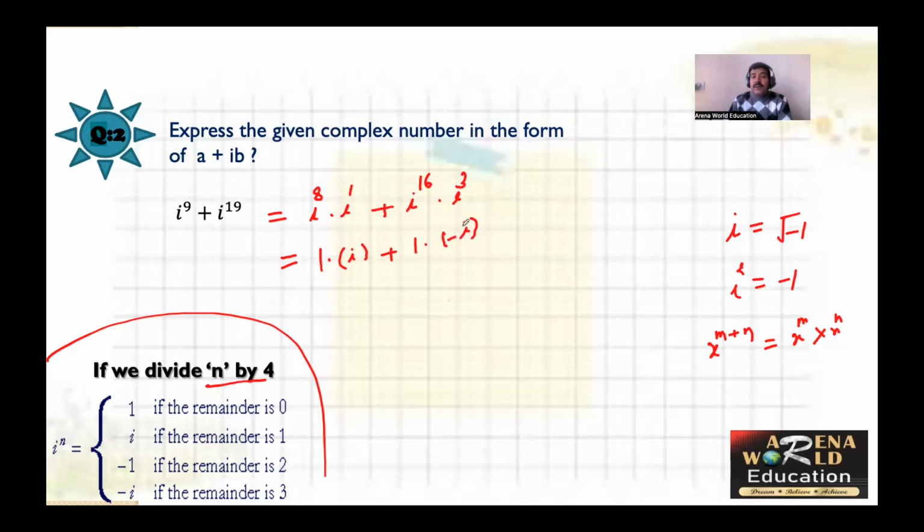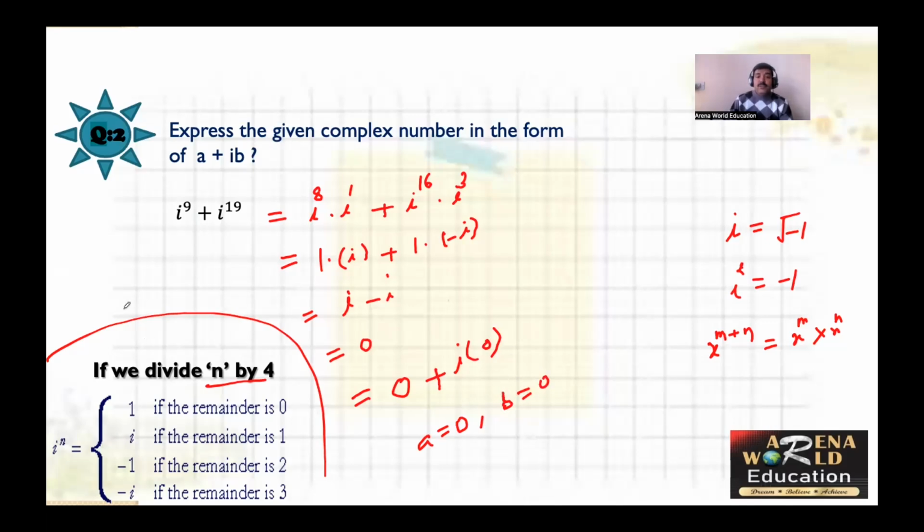So this iota cubed will be minus iota. Let us simplify this one. This will be 1 into iota and 1 into minus iota, which is minus iota. So this will be equal to 0. Right? If we want to write it in the standard form, 0 can be written as 0 plus iota into 0. Here, if we compare this with a plus b iota, a is 0 and b is also 0. So the real part is 0 and the imaginary part is also 0.